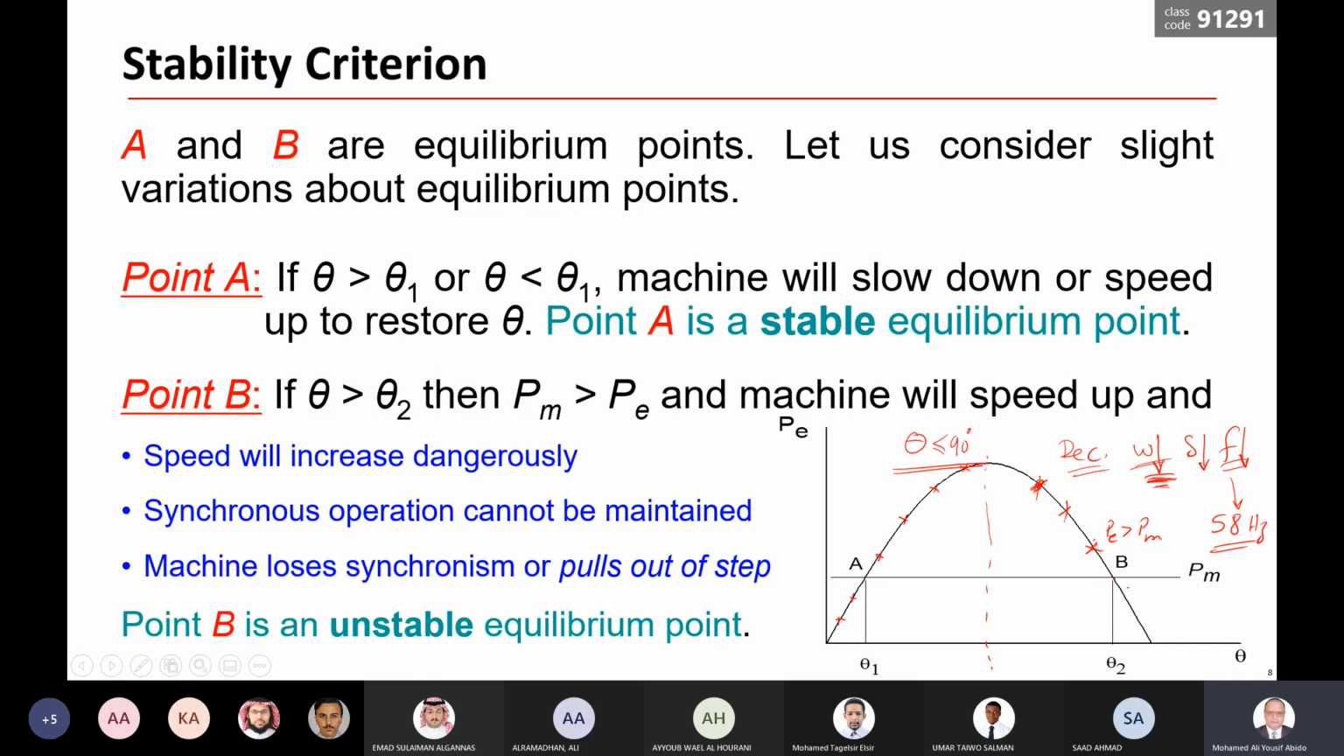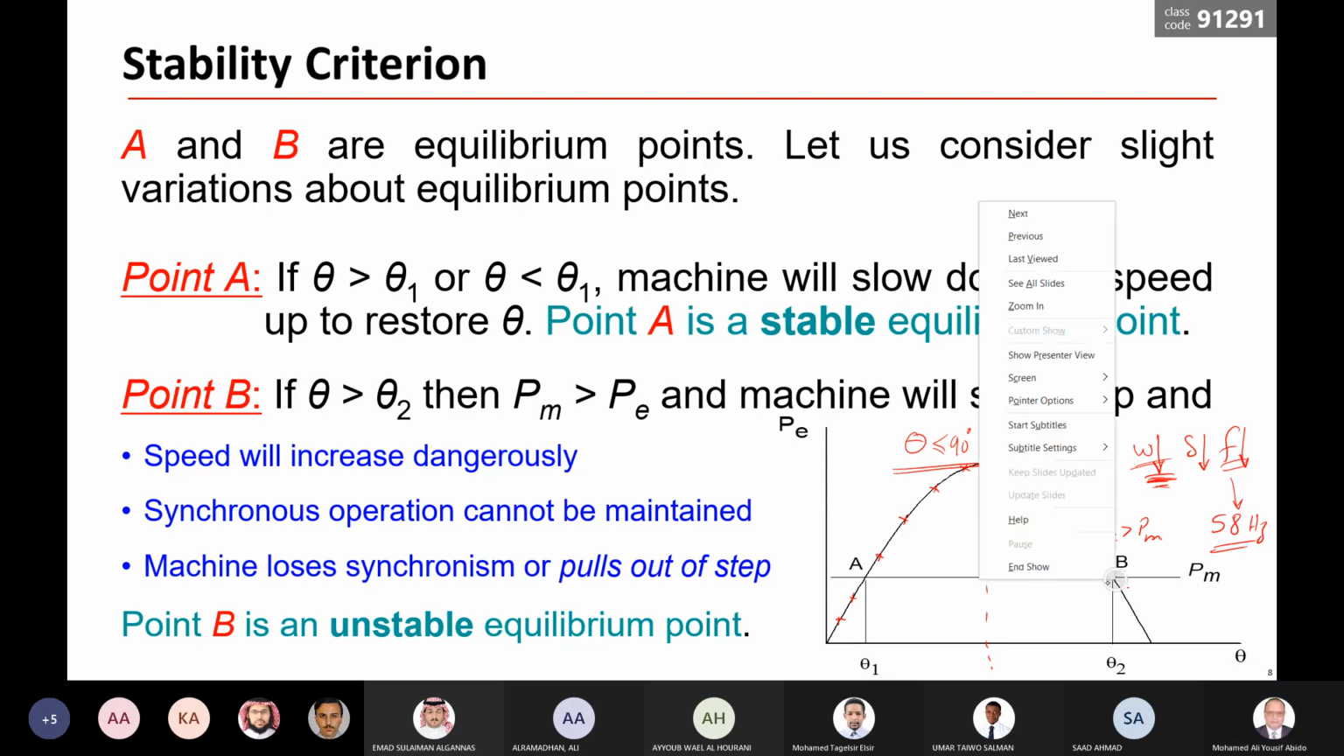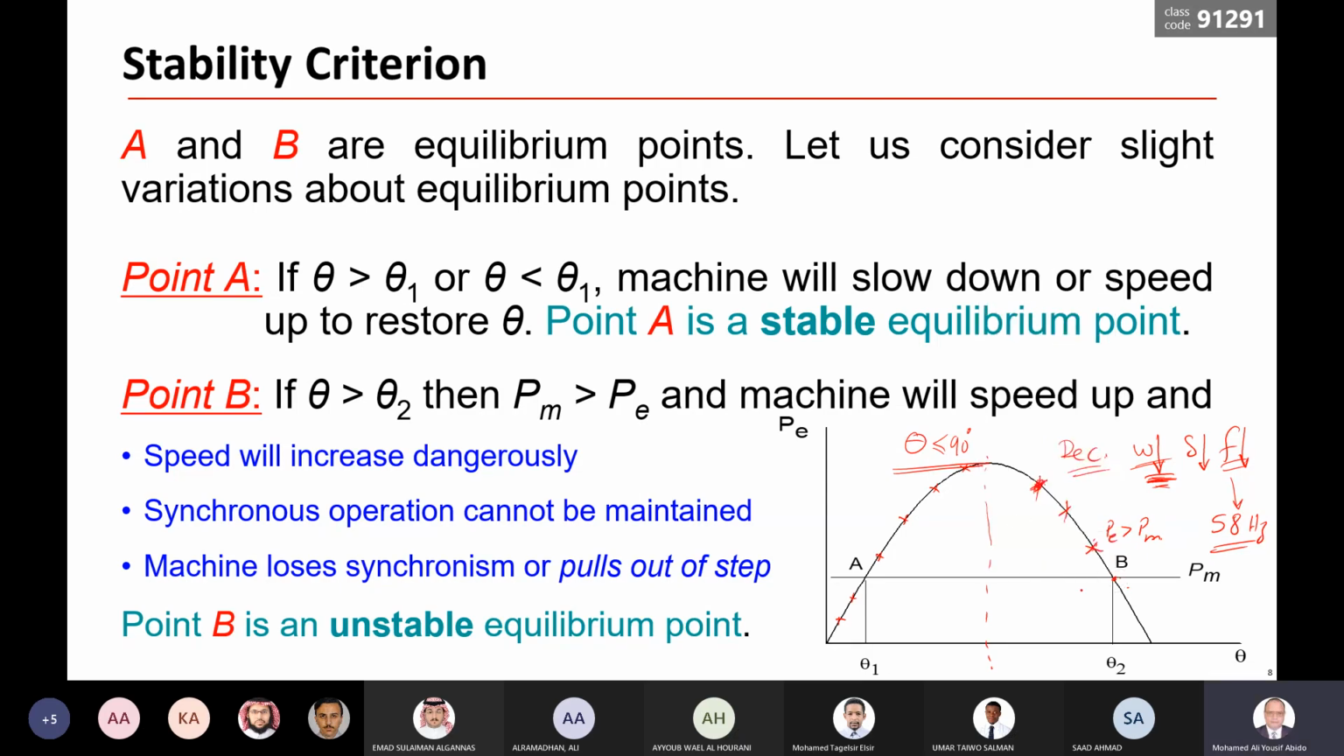It is an equilibrium point, in terms of P mechanical and P electrical, they are equal. But with any disturbance, any small disturbance, the system will be unstable.